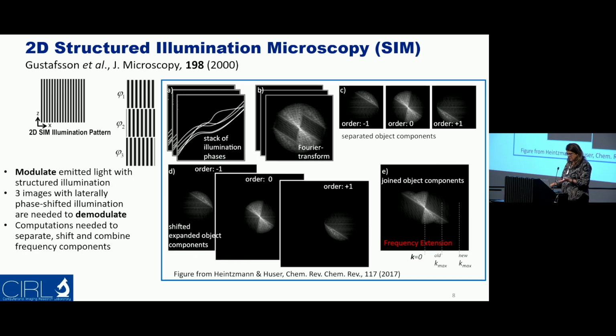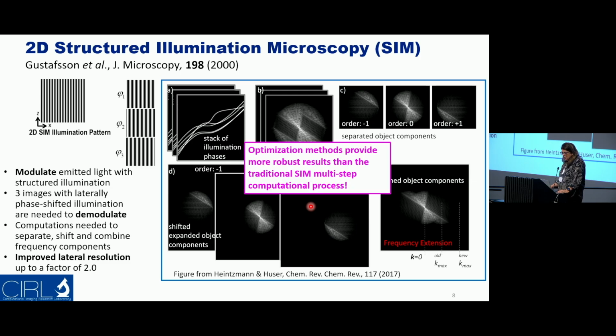And then he proposed a set of computations to separate and shift the different components due to the sinusoidal pattern, and then you can extend and recombine these frequency components to get a new spectrum with extended frequencies, which gives you an improved lateral resolution of up to a factor of 2. So that worked really nicely, and that was really the game-changing step by using structural illumination since then.